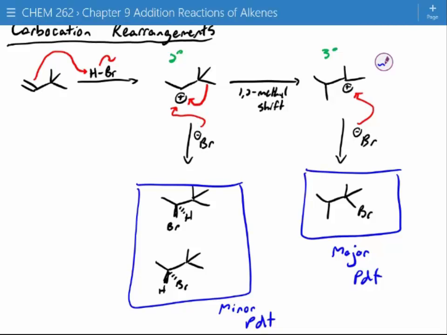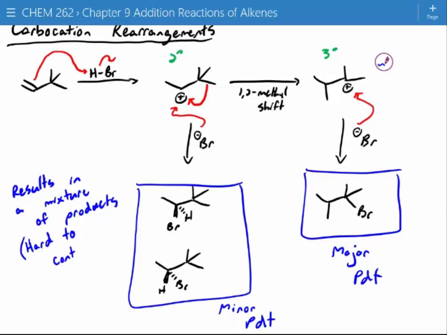The key take-home message from this is it results in a mixture of products. And essentially, it's hard to control. Rearrangements occur even if you don't want them to, and sometimes they occur when you don't want them to. It's a mess trying to plan a rearrangement into a synthesis problem.